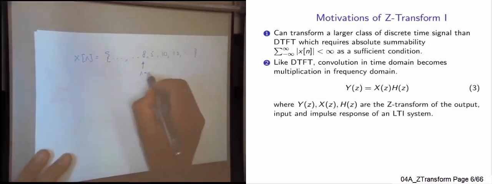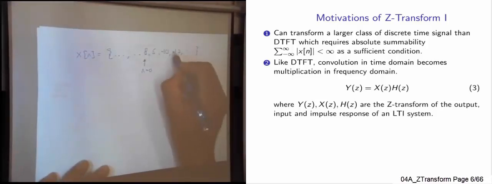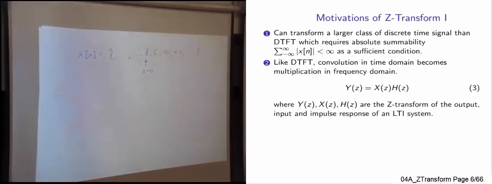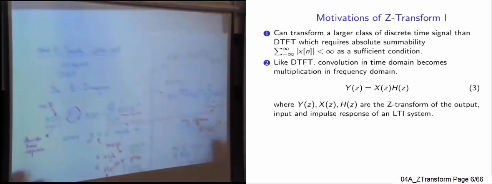And this is n equals 0. When we try to sum this sequence of numbers, maybe some of them are minus, some of them are plus, it is not absolutely summable, because why? It goes from the left-hand side to the right-hand side, and it goes to infinity. Then, if it is not absolutely summable, you realize that you plug the sequence into here.